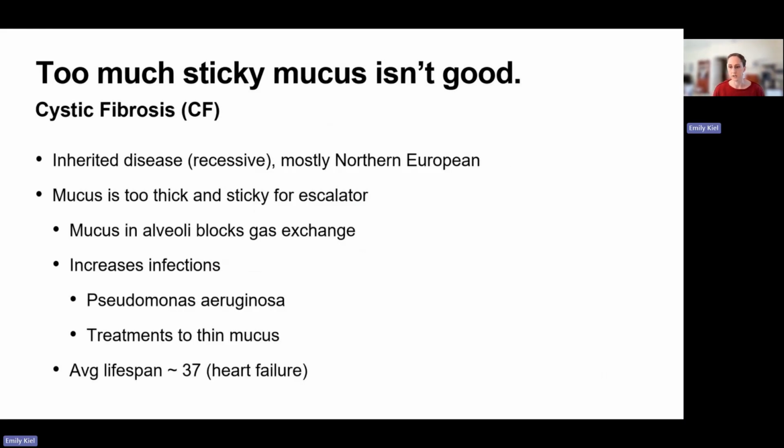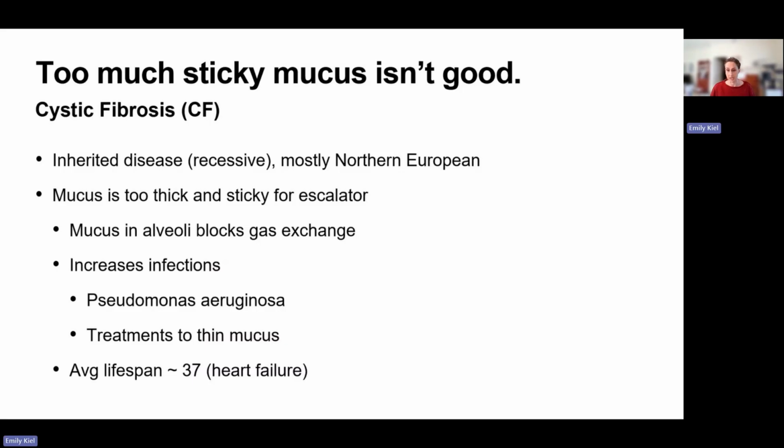So too much mucus isn't good. Not only is it annoying for you when you're sick, but there are diseases that can make too much mucus a permanent and constant problem. And one example of this is cystic fibrosis. This is an inherited disease. It's recessive genetically from people mostly of Northern European descent. And in this case, the mucus is too thick and sticky to go up the escalator. So it gets trapped in those lungs. And then it also ends up in the alveoli where it's going to block gas exchange.